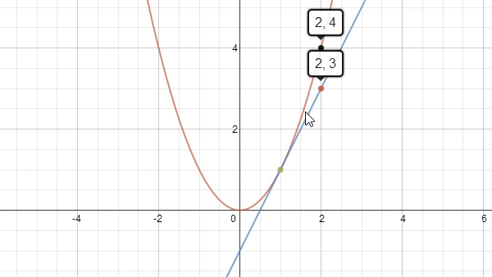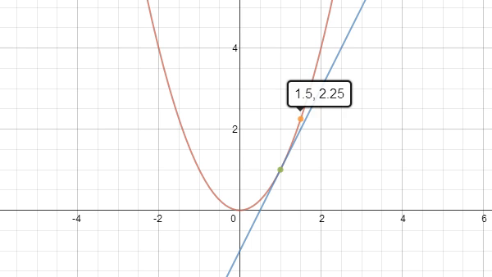But as you see, as we get closer and closer, this would be our delta x here, as it gets smaller, and we get closer and closer to this point here, the difference in the y values is going to become smaller. So let's look at another one. We'll turn those off, and let's look at another one here.